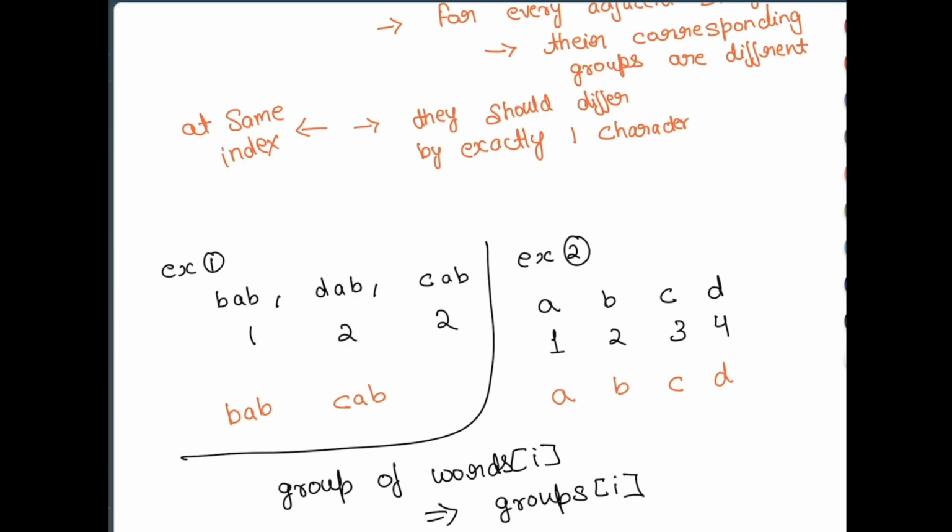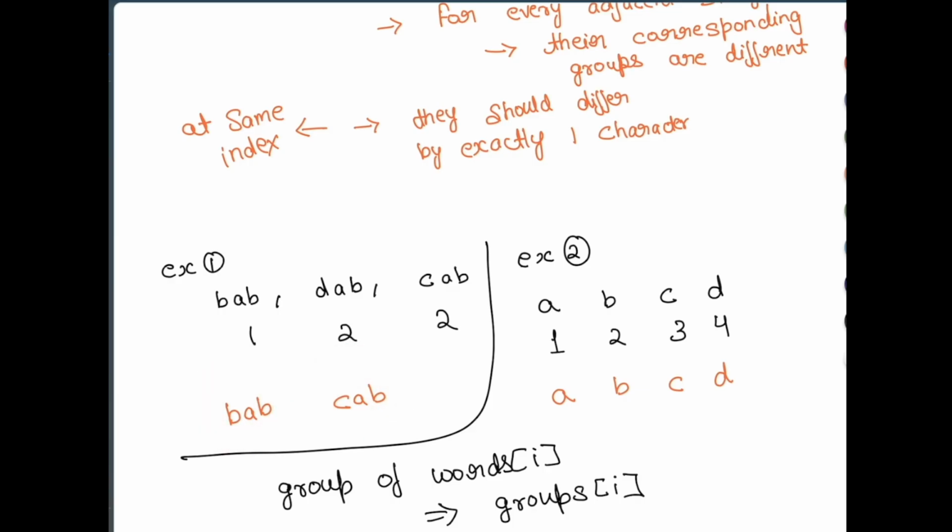All the strings in your array should only differ by one character. So you can see that these two strings only differ by one character. It is B and B same, A and A same, then you have B and C which is different. Only one difference is there, right? Only one character difference is there. So you can say BAB and CAB can be the part of your answer.